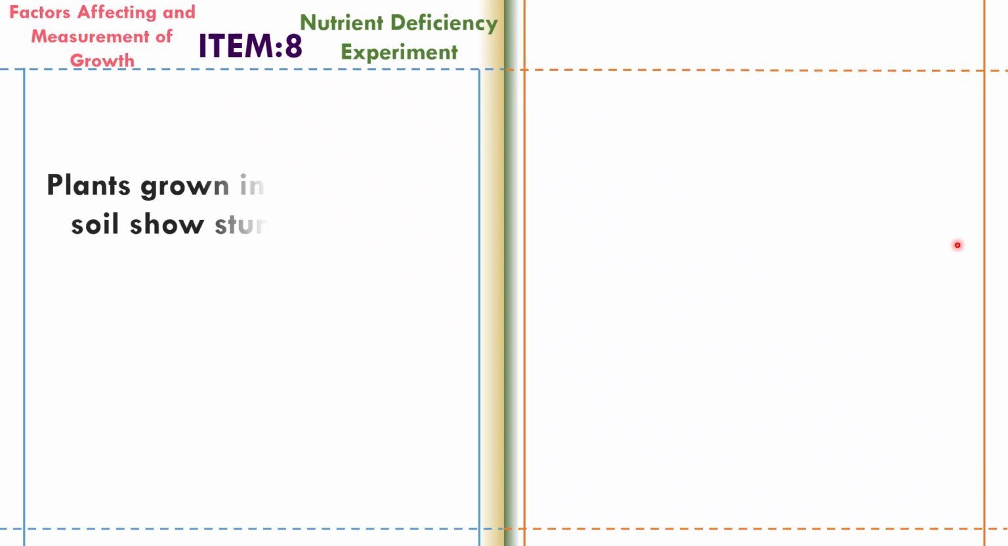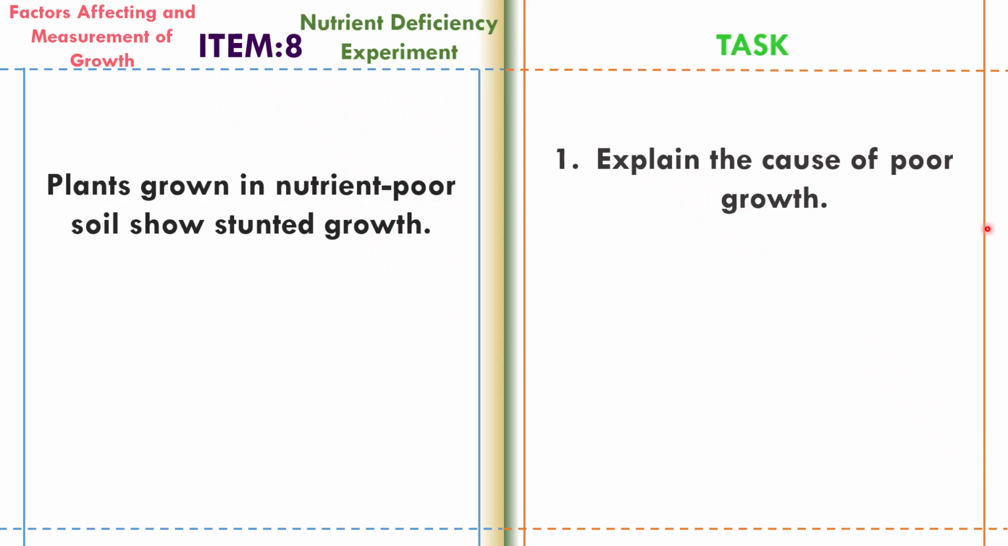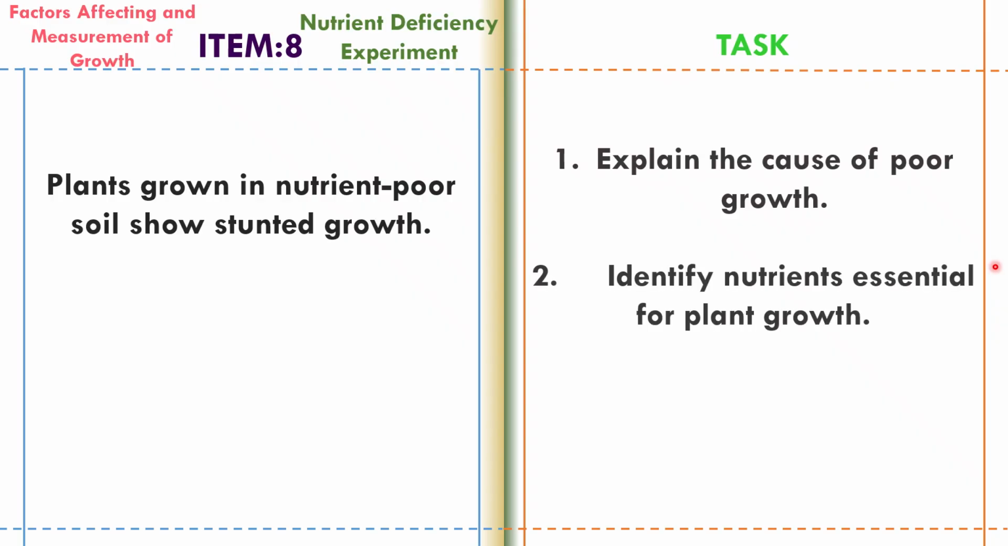Still under factors affecting and measurement of growth, item 8, we want to look at nutrient deficiency experiment. Plants grown in nutrient-poor soil show stunted growth. Task: explain the cause of poor growth. Identify nutrients essential for plant growth.